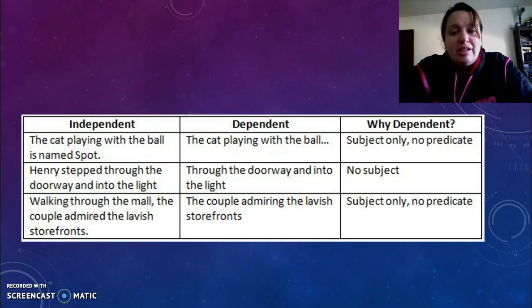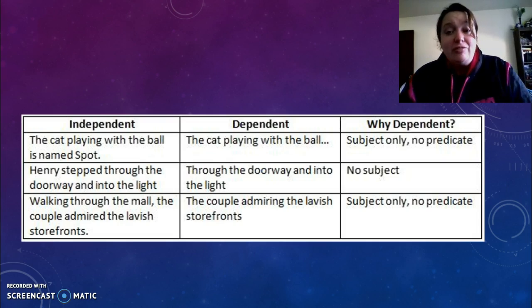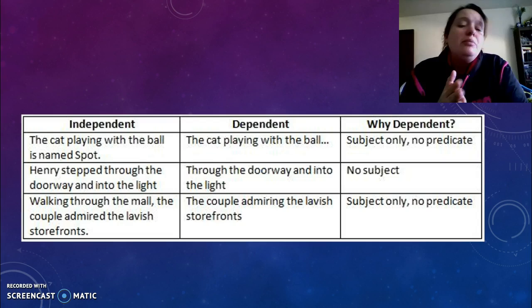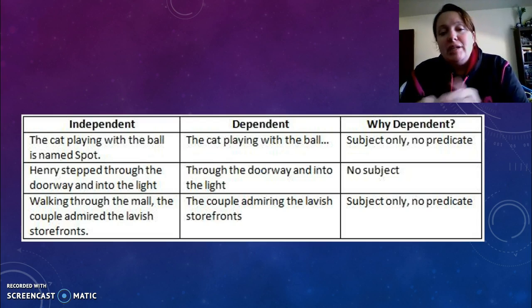Whatever you want then functions as a single noun to be the subject. Okay, here's some other interesting information on independent versus dependent clauses. The cat playing with the ball is named Spot. That's a complete sentence. It has a subject and verb, it has a prepositional phrase, with the ball, and it has a complete idea. But then we have a dependent clause: the cat playing with the ball. Well, the cat playing with the ball did what? We don't have a predicate. There's no information there.